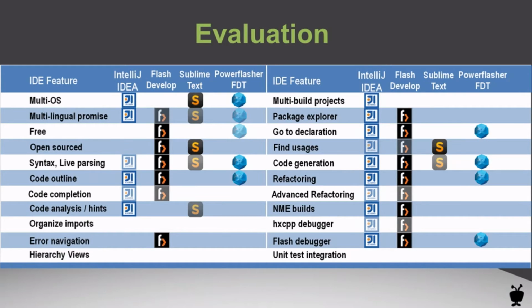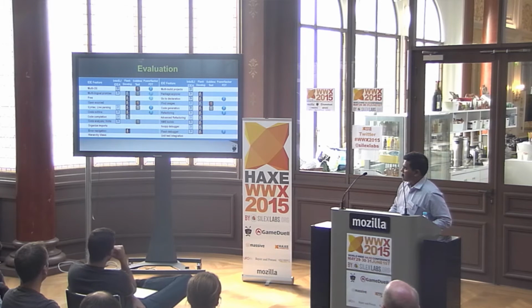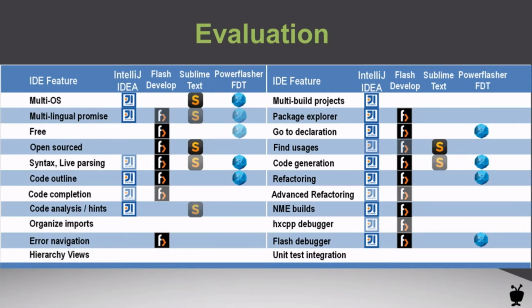Some of them are pretty easy to understand, that most of you evaluate for your own usage, like syntax, live parsing, code outline, a bunch of stuff like that. But the multi-OS, multilingual promise, and multi-build projects, if you see on the top, because we should be able to load a large project and be able to build unit tests and HXCPP targets and also Android projects, all these things, how much the IDE supports. At that time, if you see, a lot of IDEs are supporting different features.